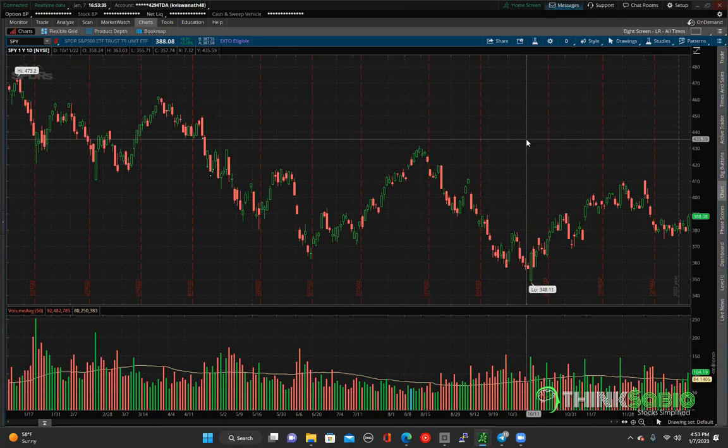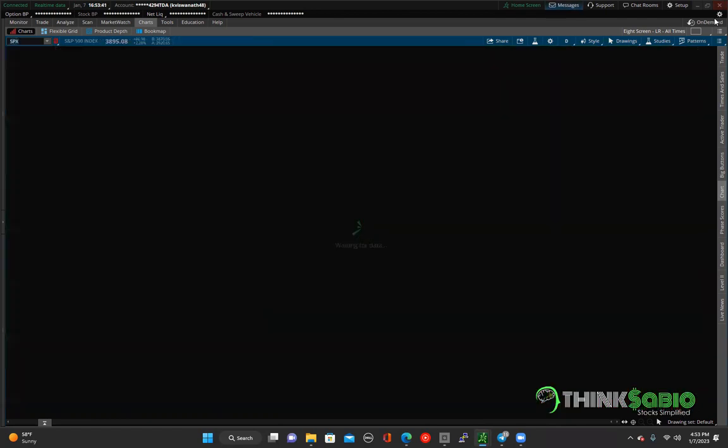Yeah, the problem is I trade SPX on 1 minute and it gives too many buy and sell signals. So I'm just trying to see what would be a better way to do it.